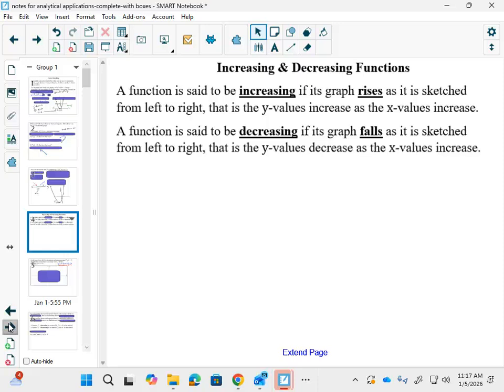Makes me curious if in calculus, like we read left to right, but some languages read right to left. Do they have their increasing and decreasing switched? I don't know.